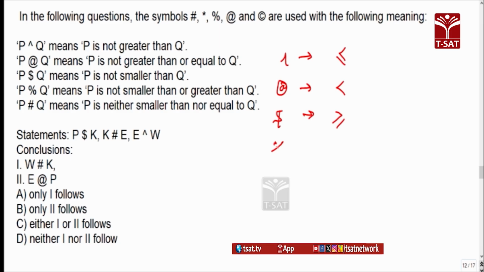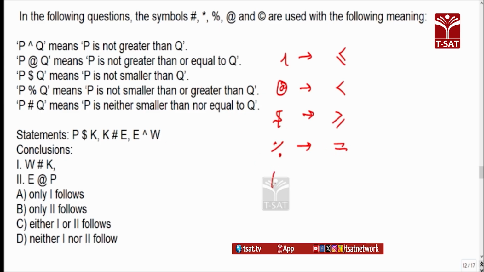Next we have the percent symbol. This percent symbol represents P is not smaller than or greater than Q. So, it is neither smaller nor greater. So, directly I can write P is equal to Q. He is saying that P is neither smaller than nor greater than Q means P is equal to Q.